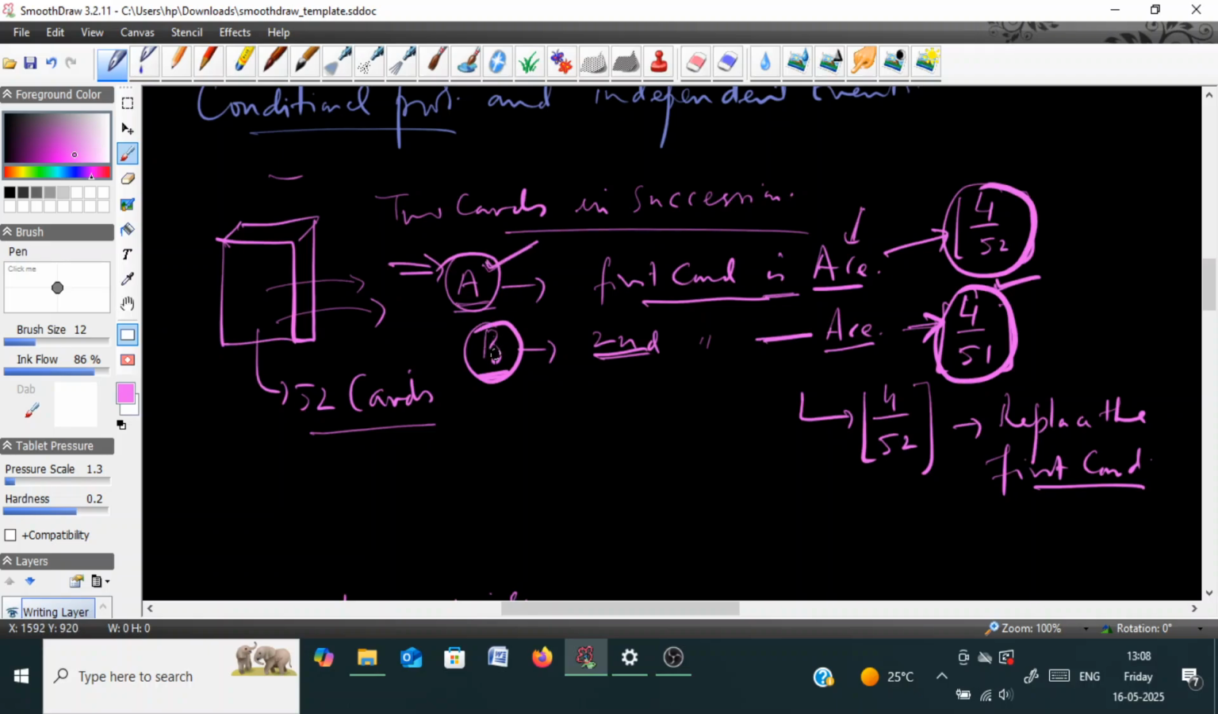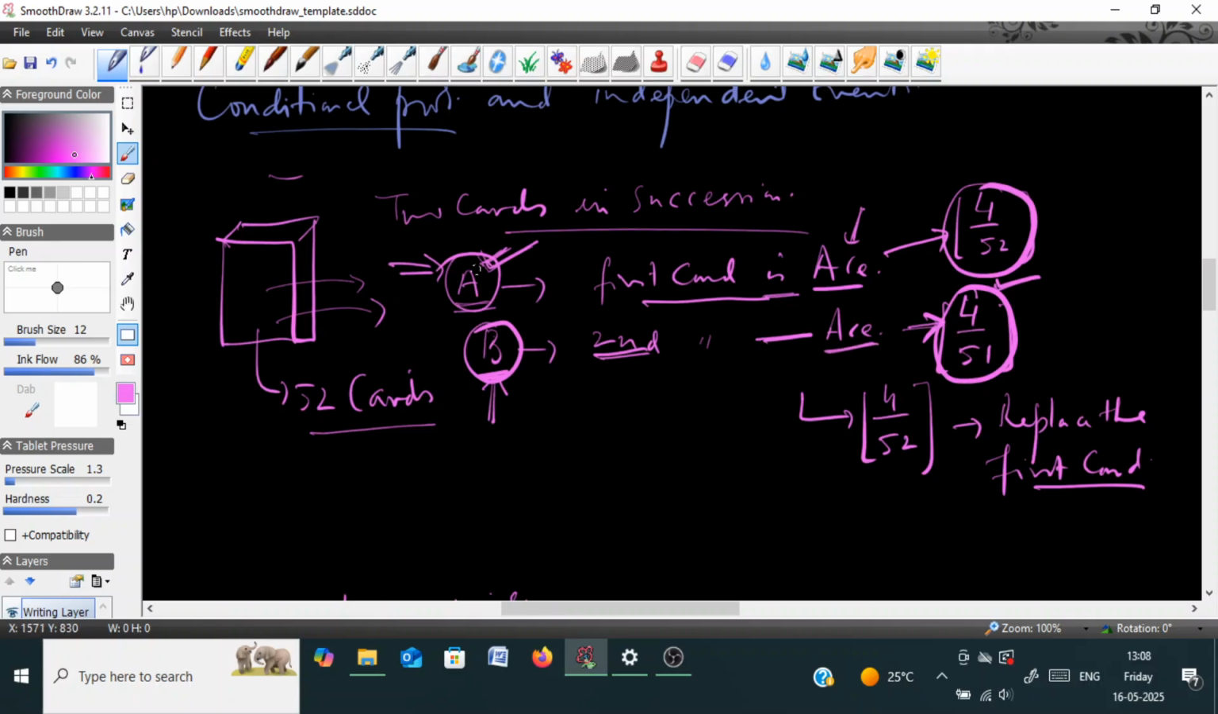So there are different cases. Definitely the probability of drawing an ace in the first draw is 4 by 52. The probability of drawing an ace in the second draw will depend upon whether event A has happened or not. If in the first draw the outcome is not an ace and you are not replacing that card, then the probability is 4 by 51.